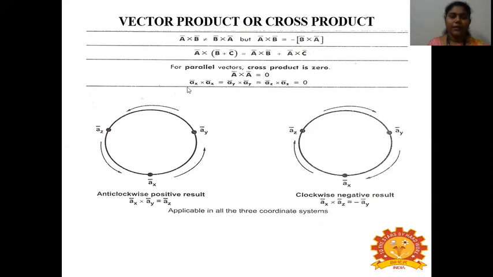For the same identical vectors, the unit vectors of the same vector, that is ax vector cross ax vector, ay vector cross ay vector, and az vector cross az vector, will tend to 0. So this is your anti-clockwise direction result. If it rotates like this, then ax vector cross ay vector will give your az vector. And in the clockwise direction, the negative result will be obtained. If ax vector is multiplied by az vector, you will obtain minus ay vector. We will wind up.